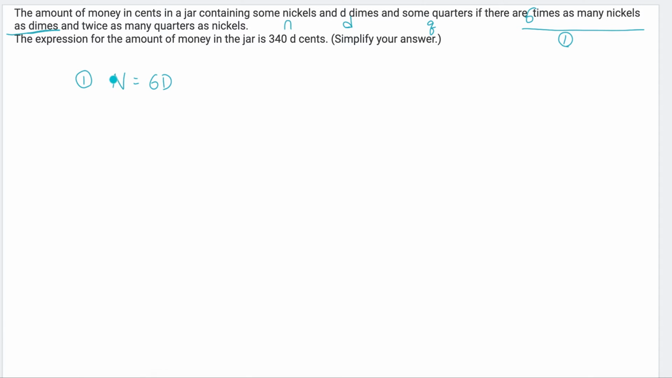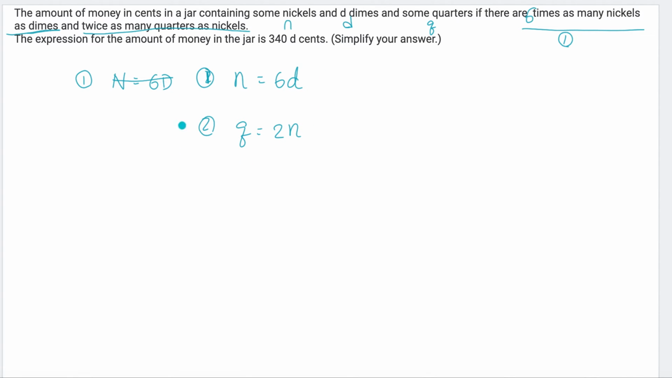So let me rewrite that with lowercase, because I put the lowercase there. So I can put n is equal to 6d, right? And the second part here, it says twice as many quarters as nickels. Which one is more? You have more quarters, right? So the quarters is twice the nickels. Twice as many quarters as nickels. So we can set up these two relationships here.